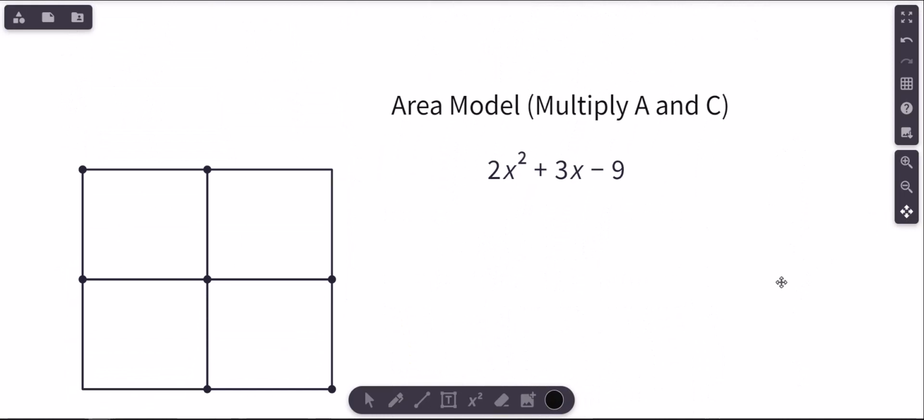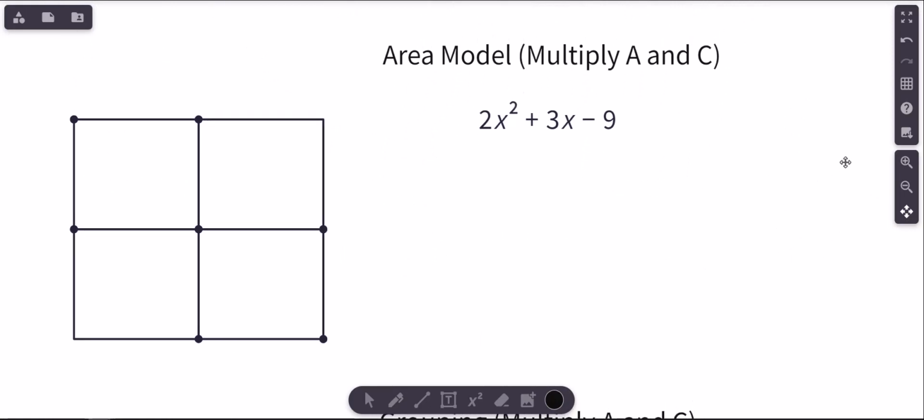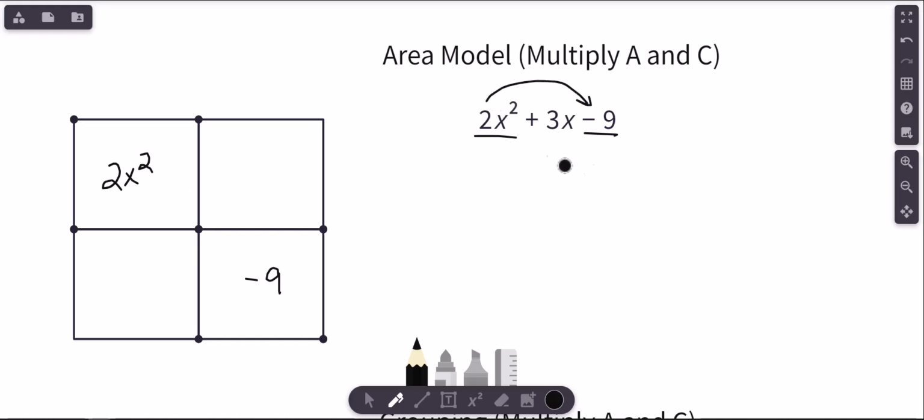Again, if we want to use the area model but not have to guess and check, we can do that as well. And so for this one, we would begin by, again, placing 2x squared and minus 9 in the top left and bottom right hand corners. And then we would multiply a and c together. So 2 and -9, that would give us negative 18. We're going to look for two numbers that multiply to negative 18 but add to 3. And as I'm looking for those, that would be 6 and 3, where the 3 would need to be negative so that I end up with a positive 3.